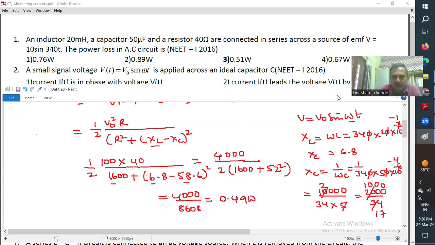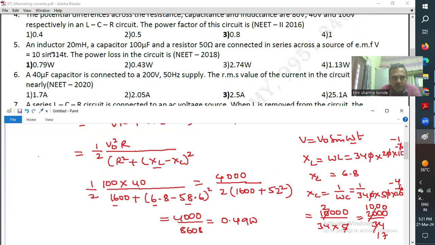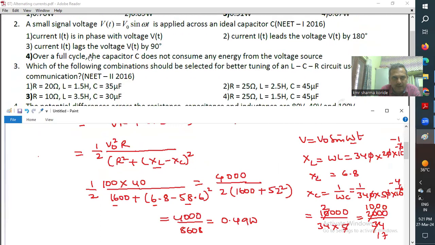The approach of this particular question is similar to question number 5. Only the numbers are different. So look at question number 5: an inductor of 20 millihenry. Even here also 20 millihenry.